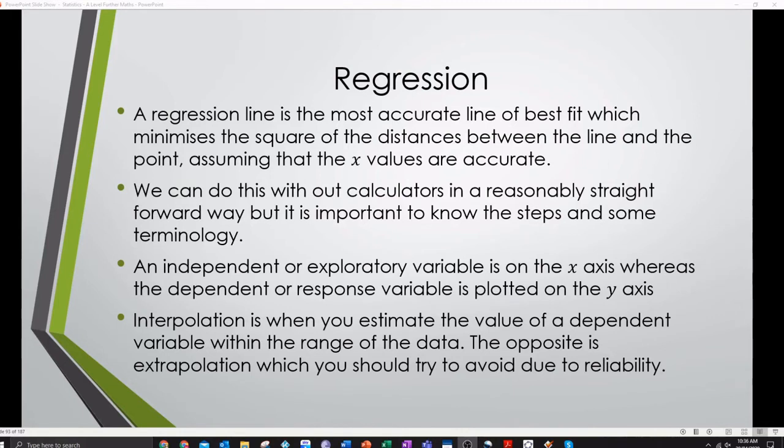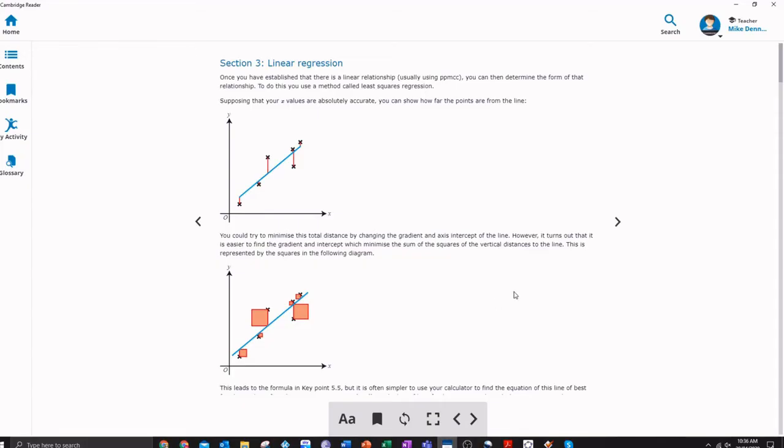On to the last part, which is regression line. So a regression line is the most accurate line of best fit, which minimizes the square of the distance between the line and the point, assuming that the x values are accurate. Now, this sentence may look like absolute rubbish, so let's have a little visual example.